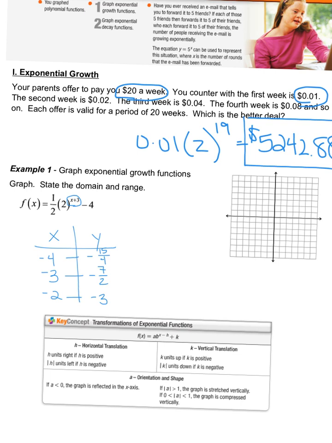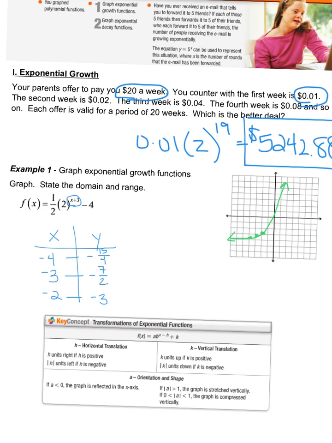-3, -3.5 is going to be right about here. -2, -3 is about here. -4, it's almost going to be down at -4. So if you notice, this graph kind of goes like that. Exponential growth. Okay.